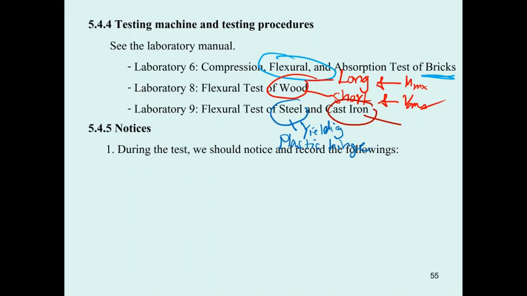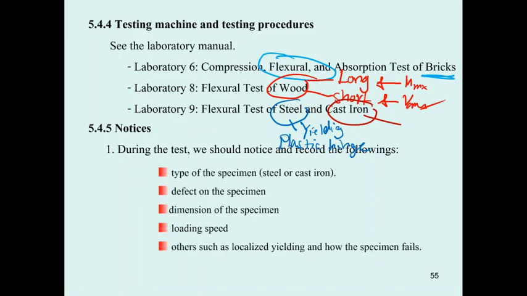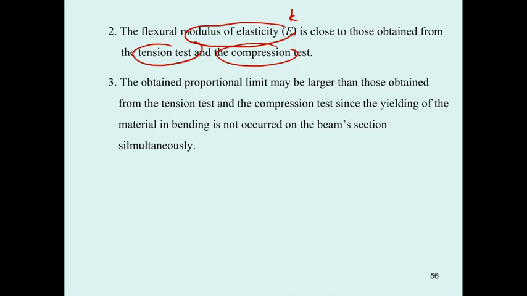First one, during the test, we should notice and record the following: the type of specimen, the defect of the specimen, which is very important, the dimension of specimen, the loading of specimen, and some special type of failure of the specimen. Second, for finding the fractional elastic modulus E, that's going to be defined from the slope K. Okay, the E that we have will be very close to the tension test and compression test. And let's note that this fractional test or bending test is very good for the brittle material, right?